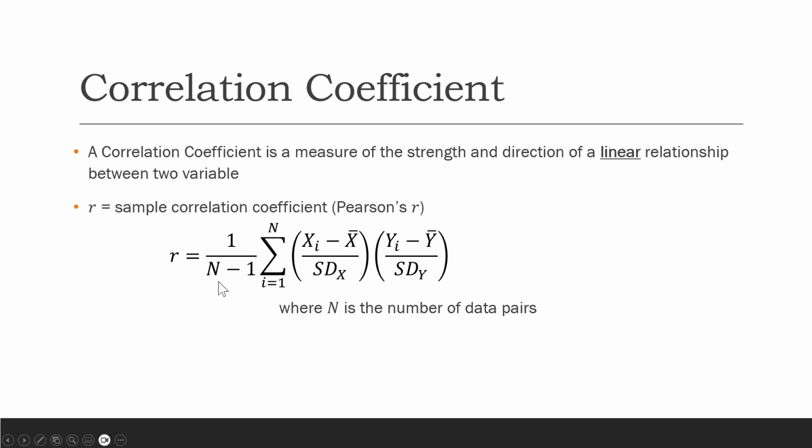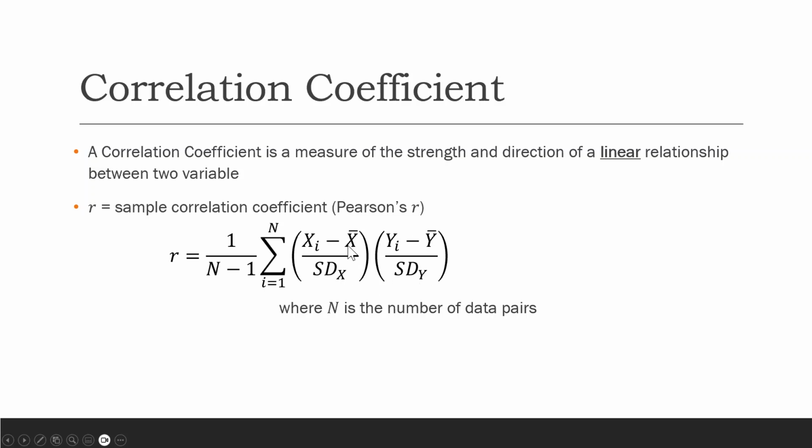This is the formula for Pearson's correlation coefficient. We do 1 over n minus 1, and we do the sum from i equals 1 to n. Here, n is the number of pairs, right? I do x sub i minus x bar over the standard deviation of the x variable, and I multiply that by the same thing in reference to my y variable.